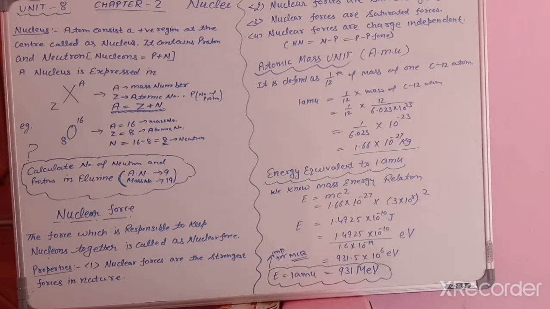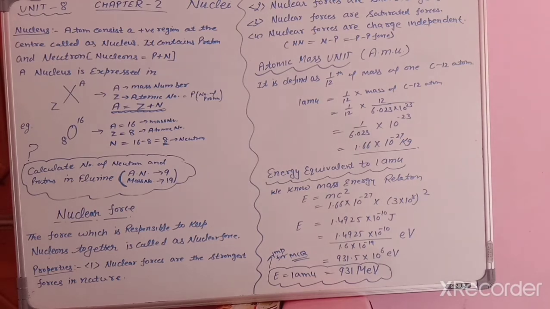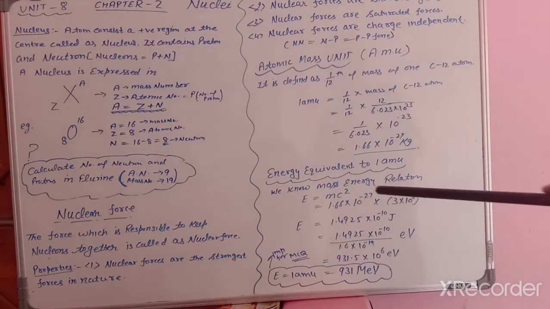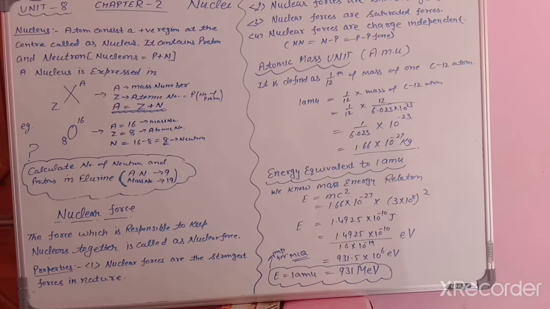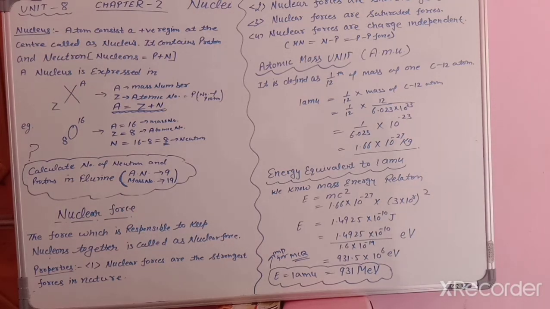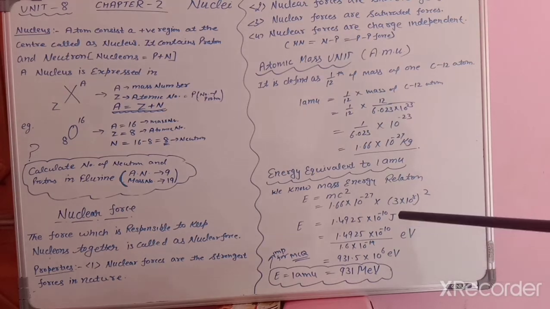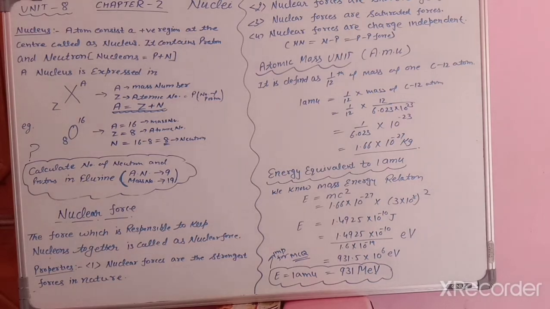And what is the energy which is equivalent to 1 AMU? So you know that our very famous scientist Mr. Einstein has given one relation, E is equal to mc square. E is equal to mc square means 1.66 into 10 raised to minus 27 into c, the value of light in vacuum, 3 into 10 raised to power 8, whole square. Students, do solve this and you will get your answer 1.4925 into 10 raised to power minus 10 joule.